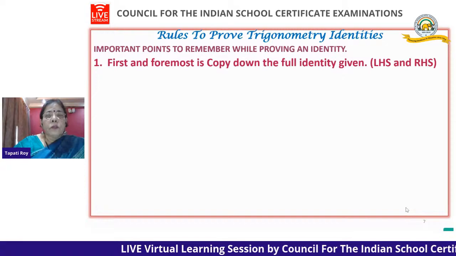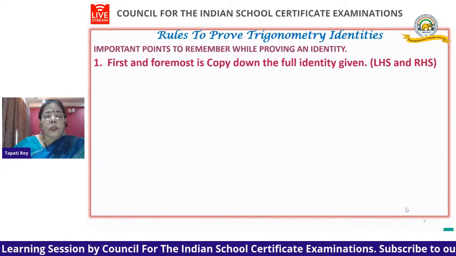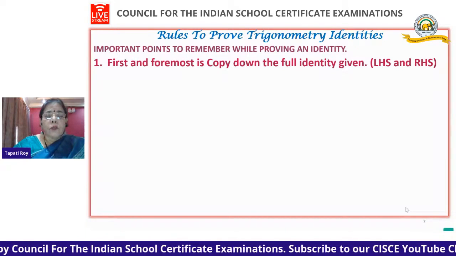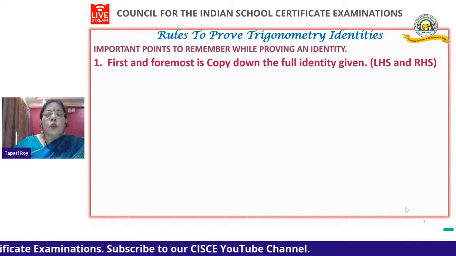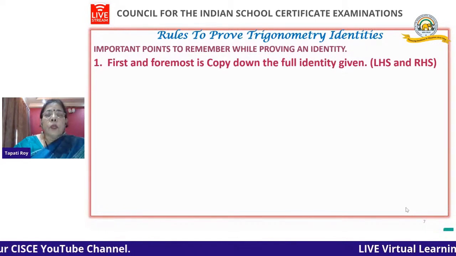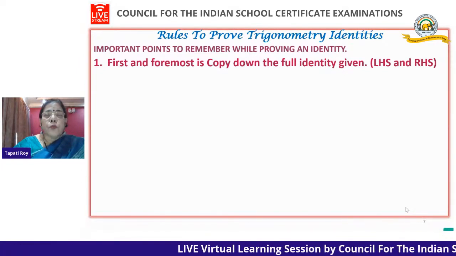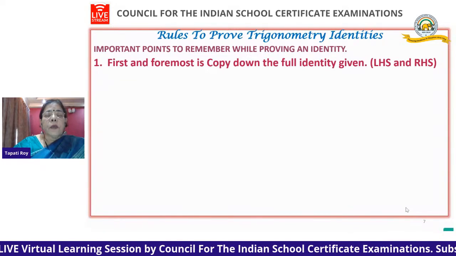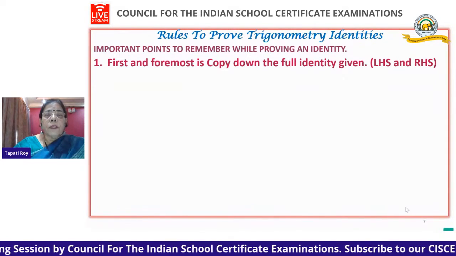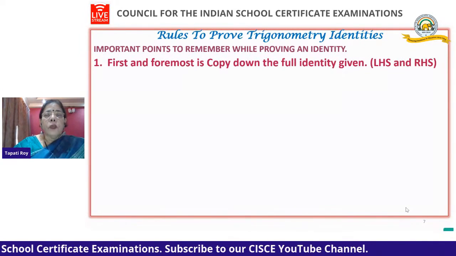We find that students just copy down the left hand side or the right hand side, whichever they are starting off with, and then they don't have what they are proving in front of them. You must always keep the full sum in front because you must see what you are aiming at, what you are trying to prove. So that must be in front of you. Only then does it become easy to prove. Remember this first step. The moment you get a sum, take down the full sum.